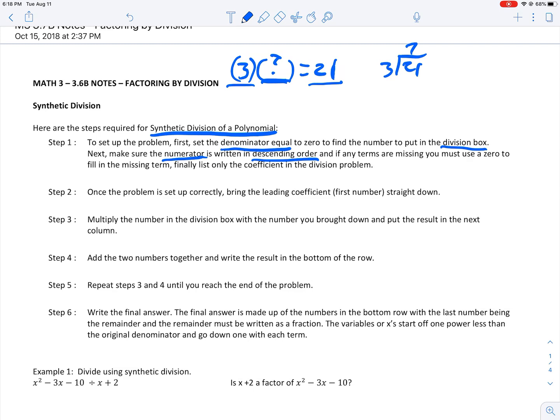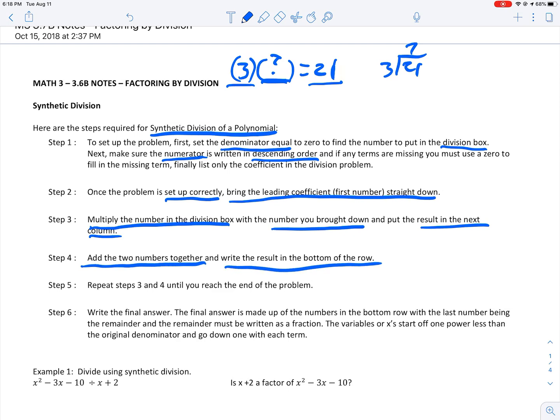Once the problem is set up correctly, you bring the leading coefficient, the first number, straight down. Multiply the number in the division box with the number you brought down and put the result in the next column. Add the two numbers together, write the result in the bottom of the row, and then repeat steps 3 and 4.